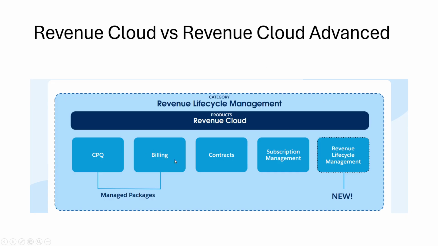So CPQ, billing, contract, subscription management, order orchestration, asset management, all the modules are now brought under Revenue Cloud, all at the platform level, and there is no need to install any managed packages. So with the revenue lifecycle management, the architecture is more modularized. It's all layered, meaning now we have headless API support. It's all metadata driven.